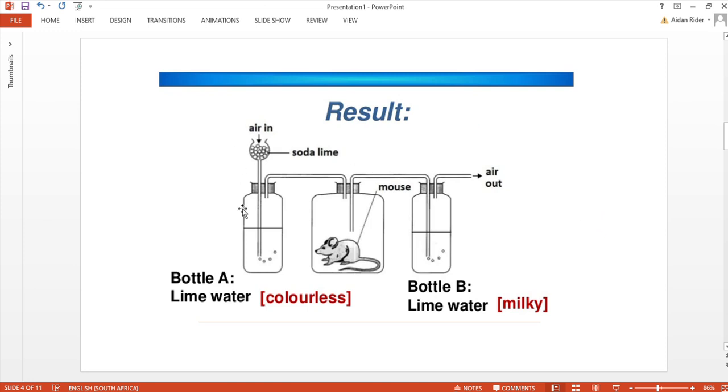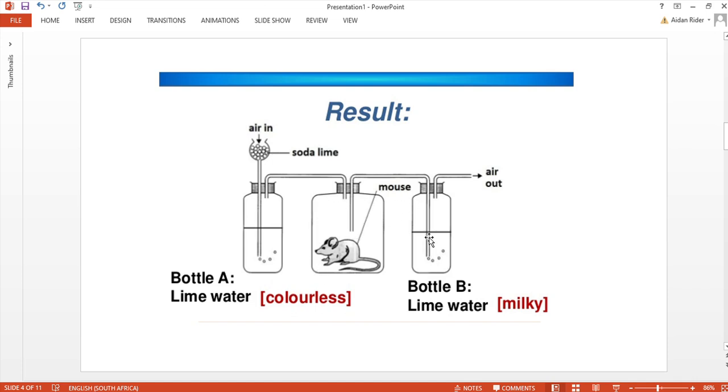So when the air comes in, the lime water stays colorless. So we know in this case there is no carbon dioxide within the air. It's supposed to be oxygen, nitrogen, all those types of gases that are naturally in the air, but primarily oxygen, and with no carbon dioxide. So it stays colorless as it goes through, and the rat does his breathing thing.